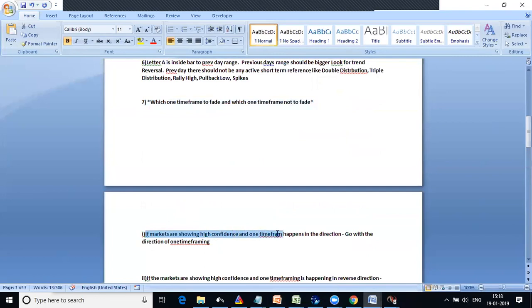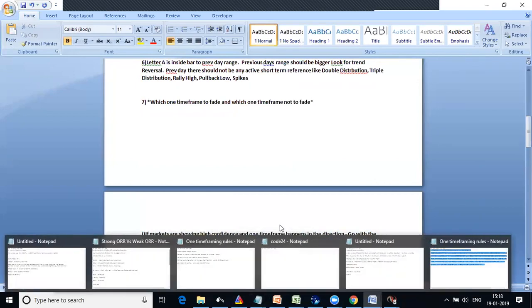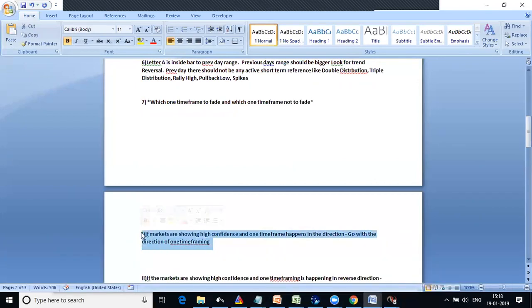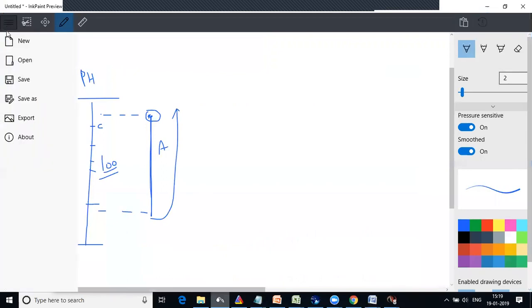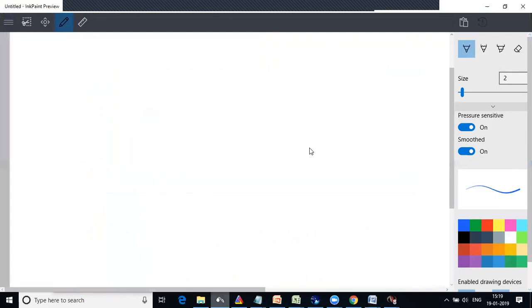If markets are showing high confidence, right? So then one time framing happens in the direction, then go in the direction of the one time framing. This is not a trading strategy, but just an indication that you should not fade that market. This is not a trade setup, but this is a stronger auction. You should not trade against this. That's the only information. It is not like you have to go long here. There is no such indication, but you should not fade this auction. It is not a trade setup, but the indication that a good auction is already continuing. So don't try to fade it.